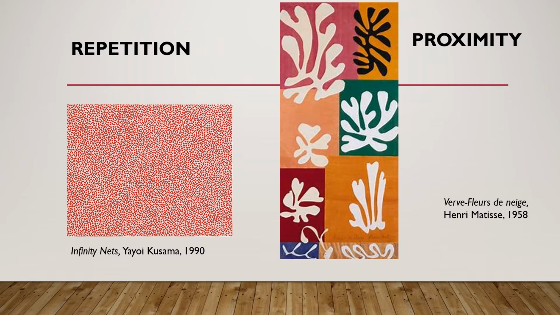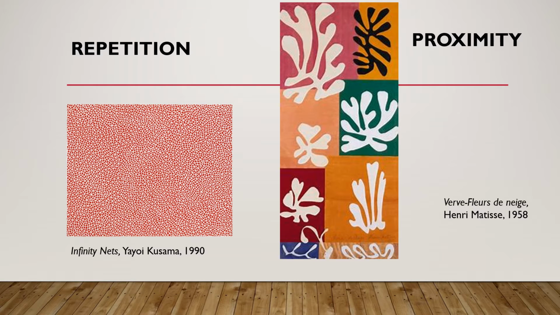Okay, in Infinity Nuts, you can see we're using repetition again. It's almost like maybe a leather kind of look, but each of the little pieces is the same color, and they're all connected by the same kind of border. And so that's repetition. Proximity is where they are in relationship to each other in the artwork.